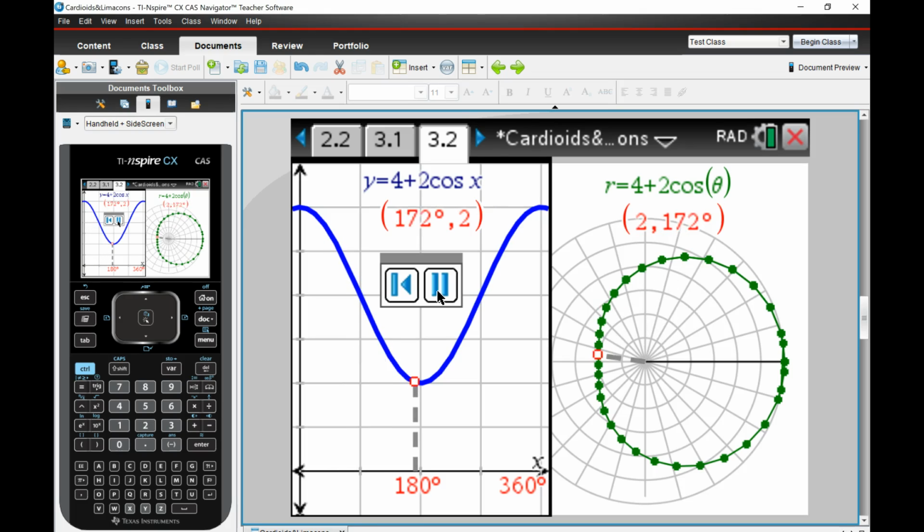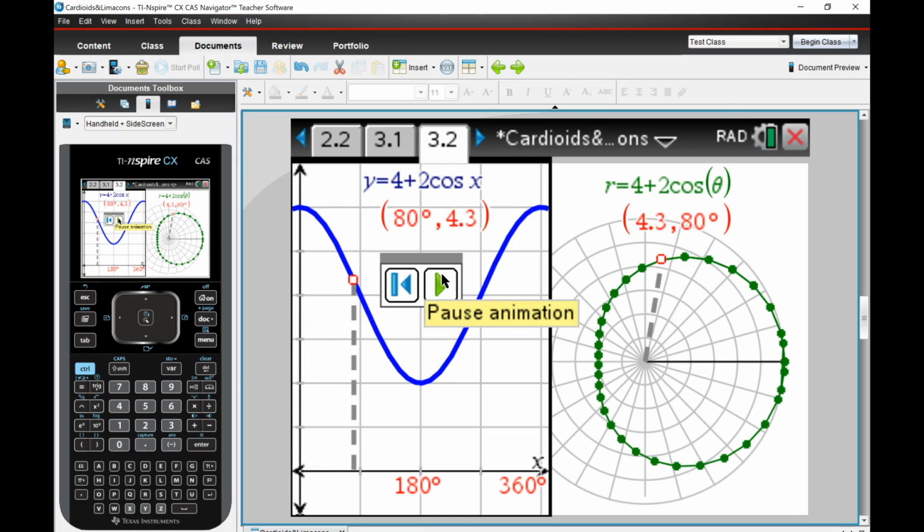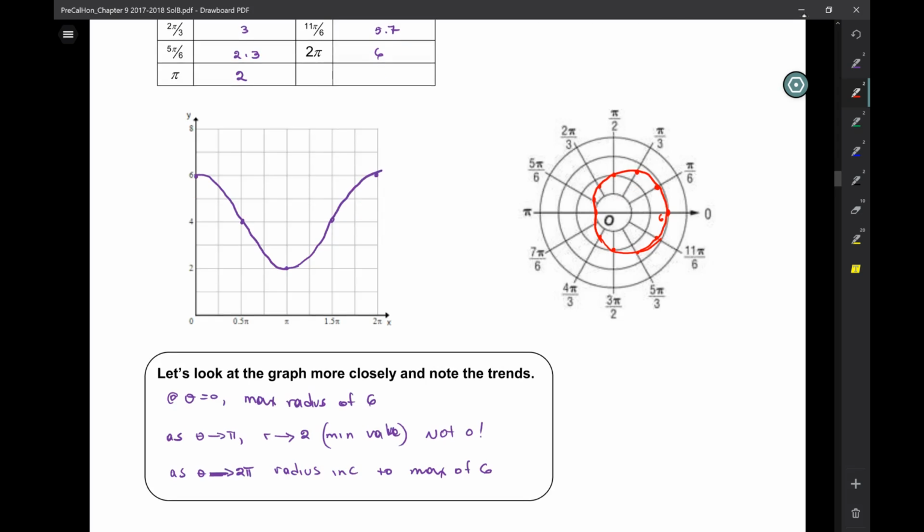Question: does it look the same for sine? How do you know what that looks like? Sine would be on top and bottom. So cosine is a maximum when theta equals 0. Here, sine is a maximum when theta is pi over 2. All right, so let's go to another one.